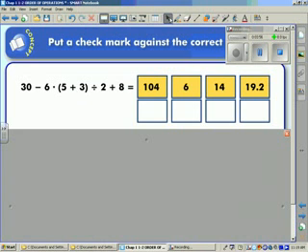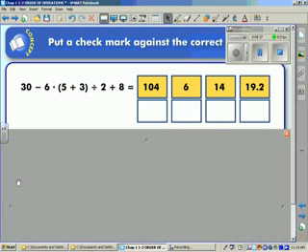Then, after parentheses, we're going to look for exponents. Well, there are no exponents on this one. So now we're going to look for our multiplies and divides. Well, we have 6 times 8 divided by 2. The times is on the left. We're going to do that first. We're going to say 6 times 8. That's 48. Then we're going to divide that by 2. That's 24. Now we have 30 minus 24 plus 8.